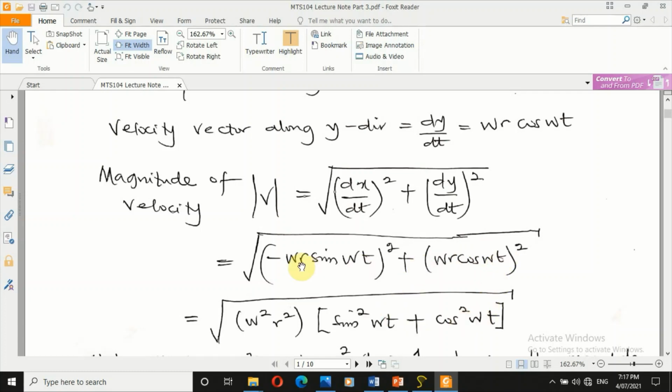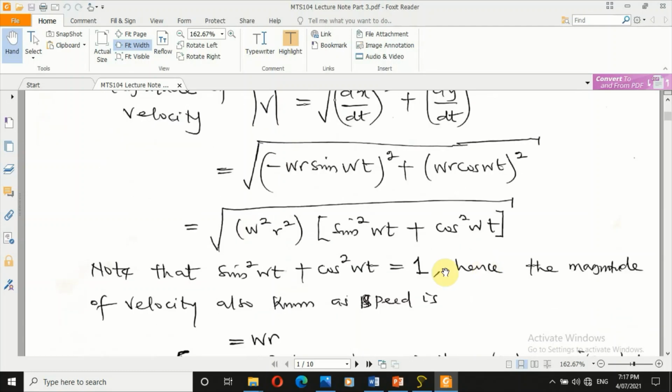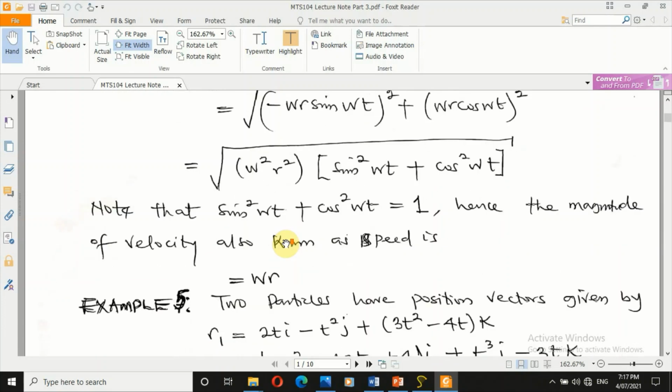So we can factorize omega square r square out to give us this. Then we have sine square omega t plus cos square omega t. Do you remember trigonometry that the sum of these squares is equal to what? 1. So if you replace this with 1, you now have the square root of omega square r squared. If you find the square root of this, you have omega r. That is how to show it.